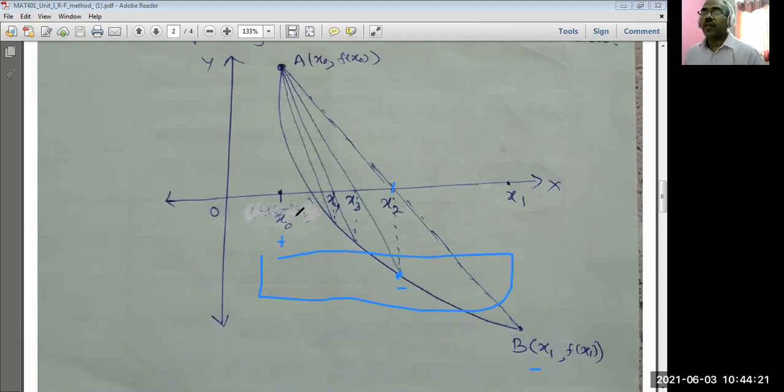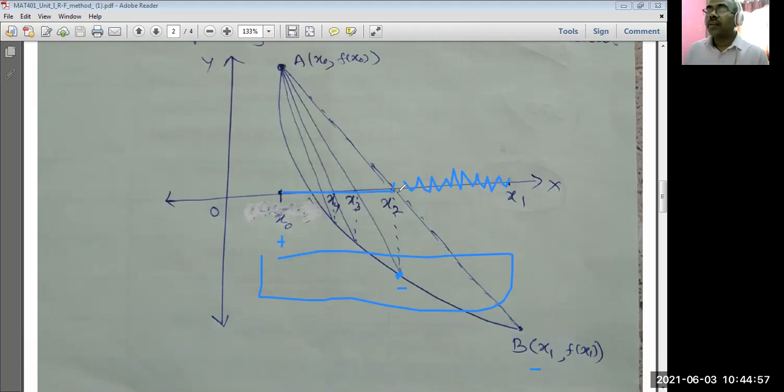So what is our claim? The next approximate root of the given equation lies in which part? This part, from x0 to x2, and not in this part, because the function values at x2 and x1 are not of opposite sign. Both values are negative, and therefore we neglect this interval. So in the next step, the new solution interval is from x0 to x2.